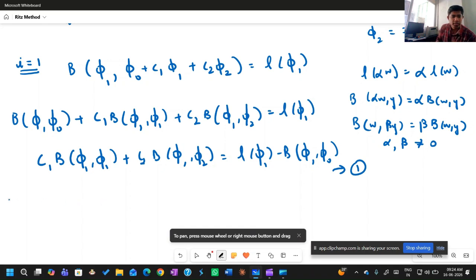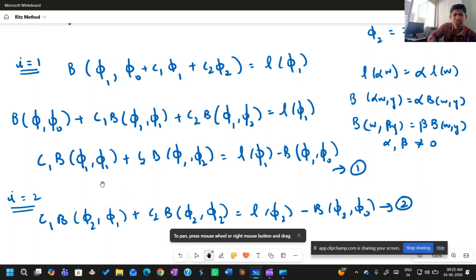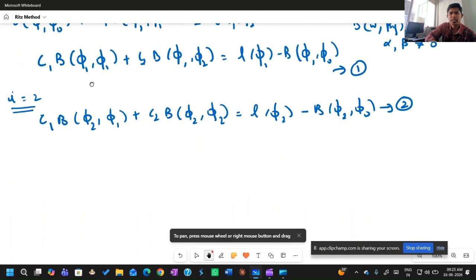Okay, so similarly for i equal to 2, we would be getting c1 bilinear function of pi 2 comma pi 1 plus c2 into bilinear function of pi 2 comma pi 2, that is equal to linear function of pi 2 minus bilinear function of pi 2 comma pi naught. So this is the second equation. So now we can write these two equations in matrix form.